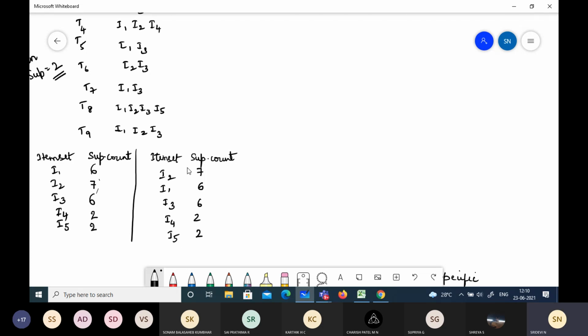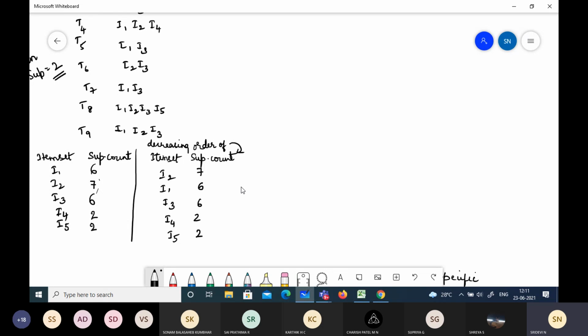So what's the next step we have done? The first step is that we have calculated the support count, and then we have arranged these items in decreasing order of support count. Then we will construct the FP tree now.